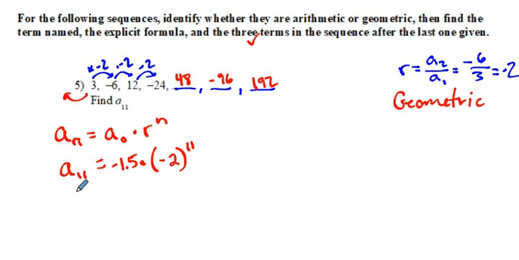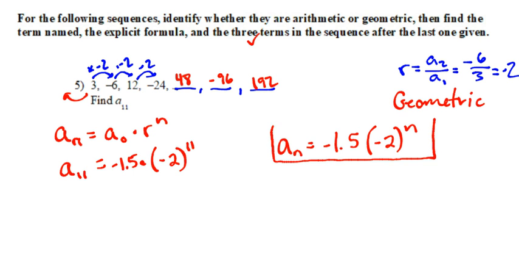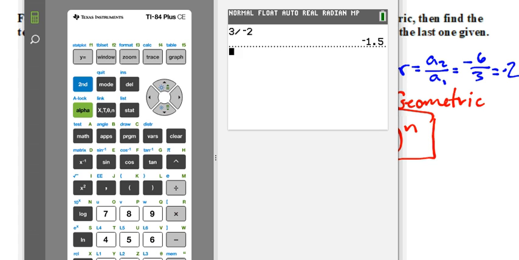Okay, so here is my explicit formula: negative 1.5 times negative 2 to the nth. And then here I have plugged in a specific term number that we are trying to find, term 11. We'll go back to the old calculator. We got negative 1.5 times, I'm going to put a negative in the parentheses here, raise it to the 11th power.